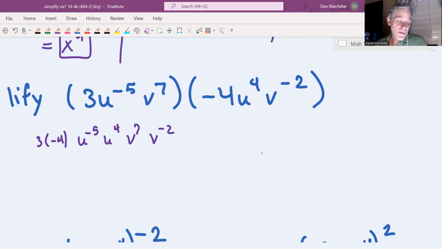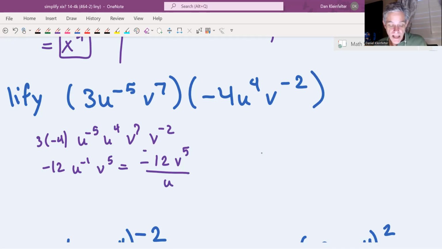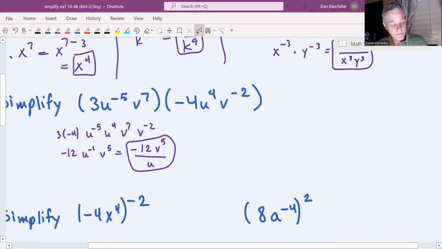Okay, 3 times negative 4 is negative 12. For the powers on u, we have negative 5 plus 4, that's negative 1. V to the 7th power times v to the minus 2 is v to the 5th power. And then we just want to fix this up so that we no longer have a negative exponent. We have negative 12 v to the 5th on top of u. That u to the minus 1 power we put in the denominator with a u to the positive 1 exponent.